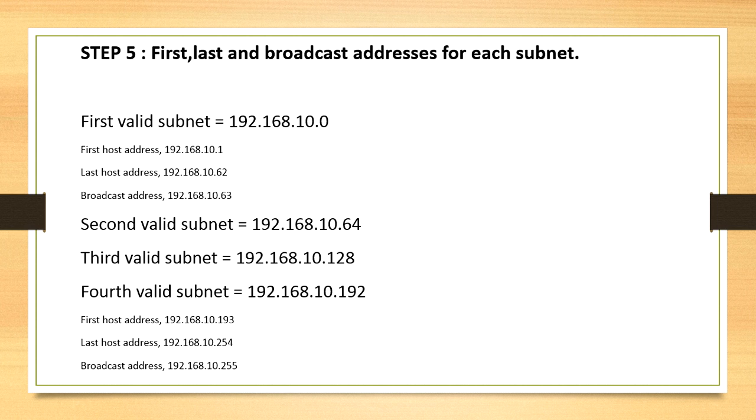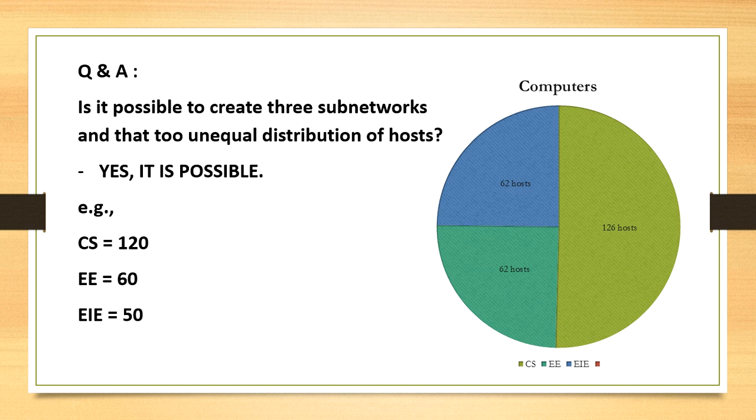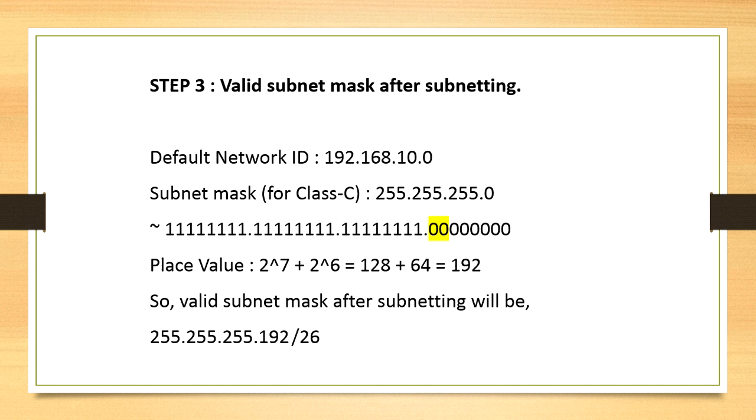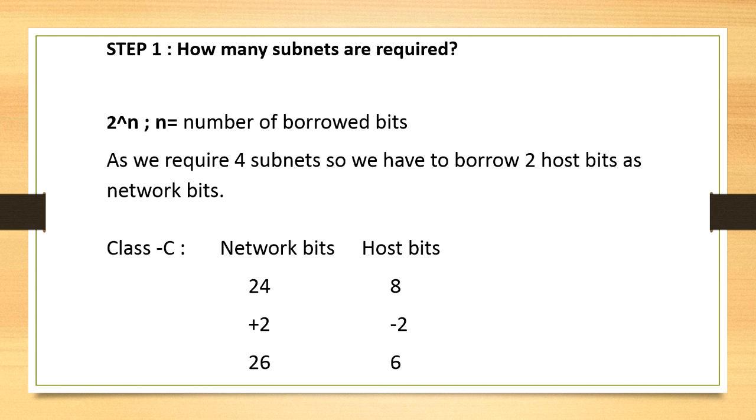Well, I think it was pretty understandable for you to get the idea of how we can calculate subnetworks from a big network. Well, a question may arise: is it possible to create three subnetworks, and that too with unequal distribution of hosts? Yeah, because as we have seen in the first step, the formula 2 to the power n: if we borrow one bit from host bits, then we will have 2 to the power 1, that means two subnets. If we borrow 2 bits, then we will have 4 subnets.